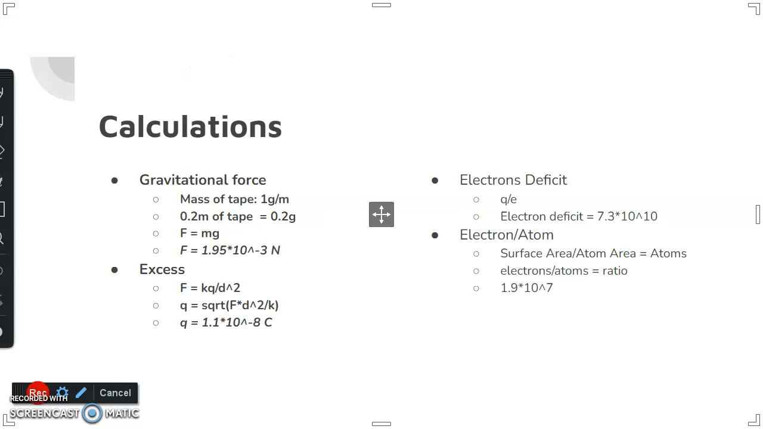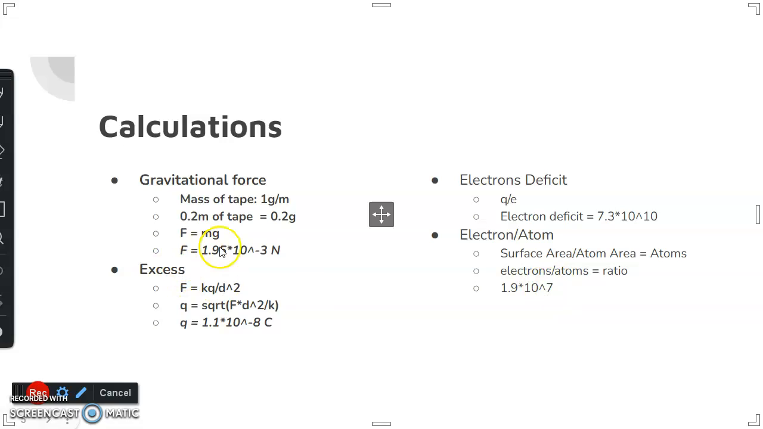So these are all the calculations that I made. Of course, gravitational force to find the force on the tape, and when you find the force, you're gonna wanna rearrange the equation so you can find the excess charge, and then you can use this equation for the deficit, and then you just use the given information to find the ratio of the electrons to atoms.